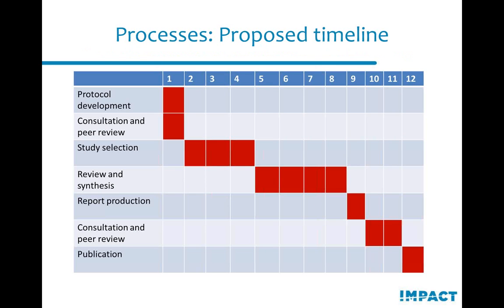Here we have the proposed timeline. It assumes here that the research question has been developed. So it starts with the review protocol and ends with the publication. It spans over the course of about 12 months. We think this timeline is fairly realistic, but we may have to tweak it or change it depending on our needs. So we allow approximately a month for the protocol development as well as the consultation and peer review. We should allow approximately 3 months for the study selection, 4 months for the review and synthesis, a month for the report production, 2 months for the consultation and peer review process, and 1 month for the publication.